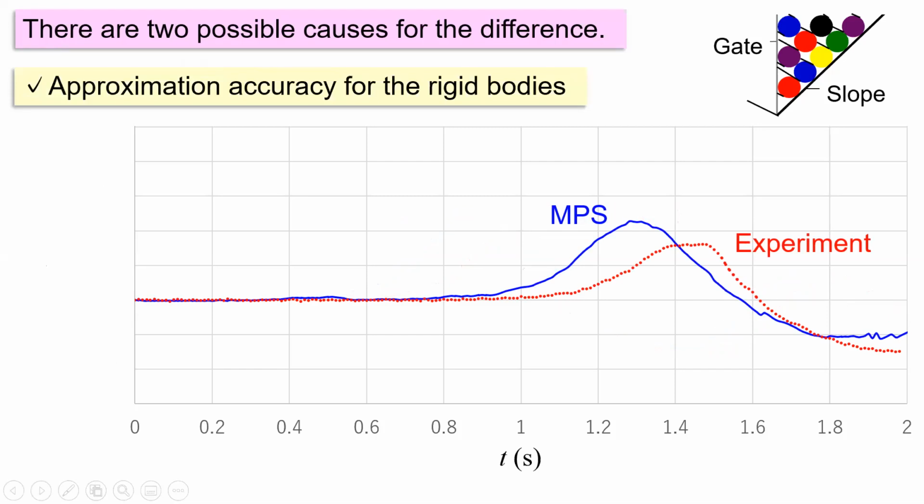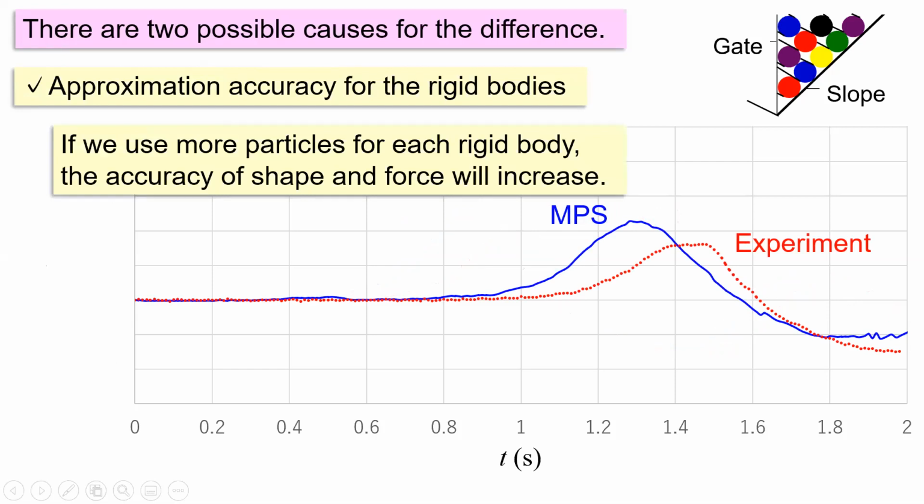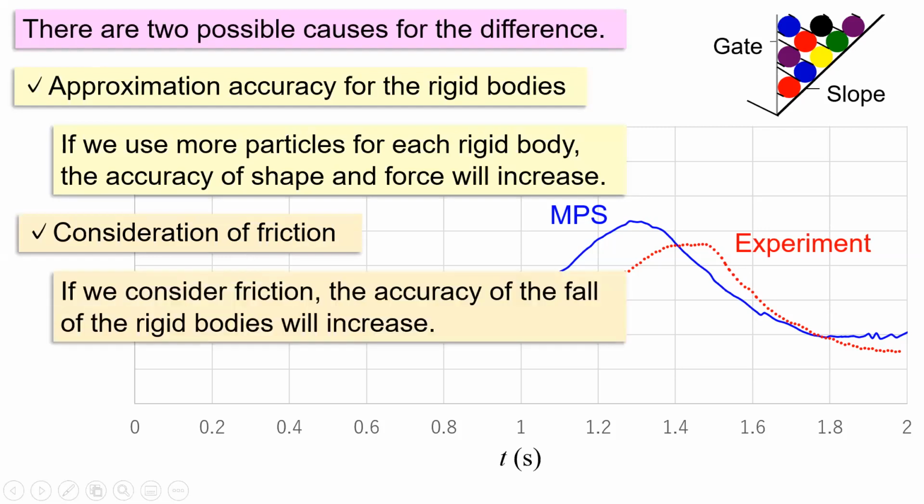One is approximation accuracy for the rigid bodies. If we use more particles for each rigid body, the accuracy of shape and force will increase. The other is consideration of friction. We do not consider friction, but if we consider friction, the accuracy of the fall of the rigid bodies will increase.